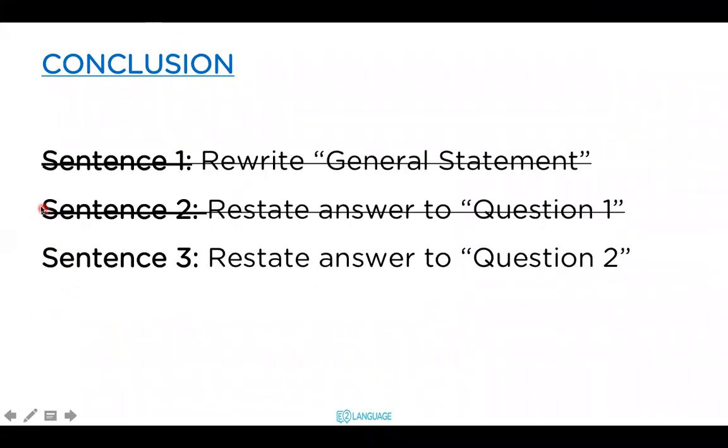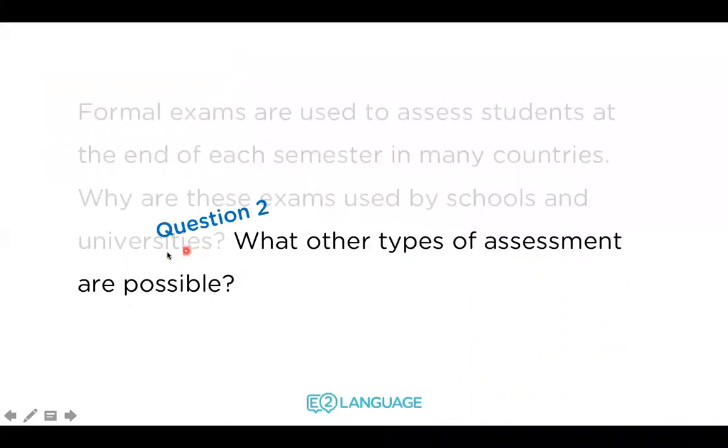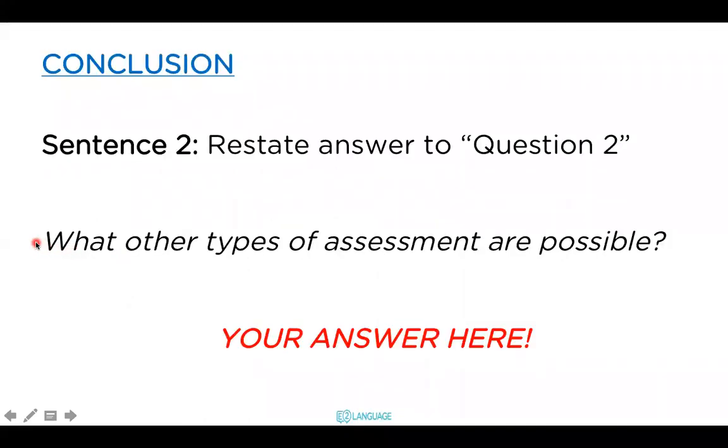Cool. So we've written sentence 2. We're up to the final sentence of our conclusion and the final sentence of our essay. We simply restate the answer to question 2. We write pretty much in terms of meaning the exact same thing as you did in your introduction, but just in different words. Question 2 asked, what other types of assessment are possible? So please write your final sentence.